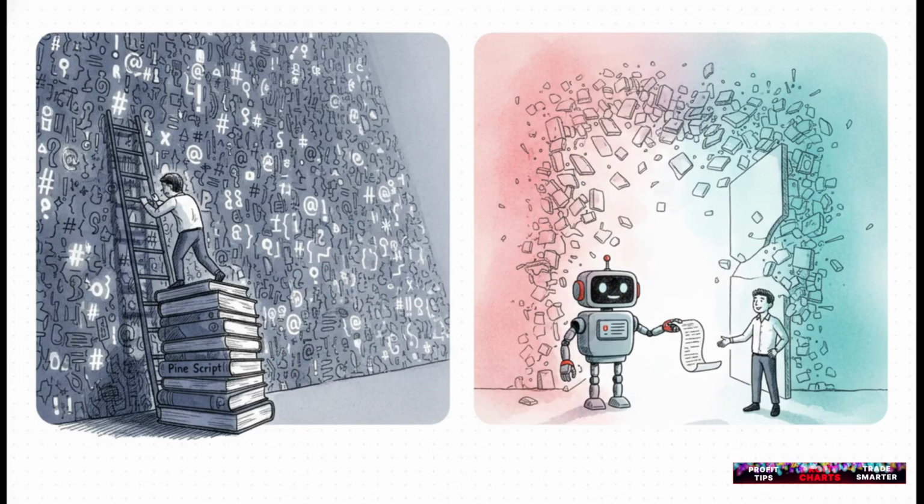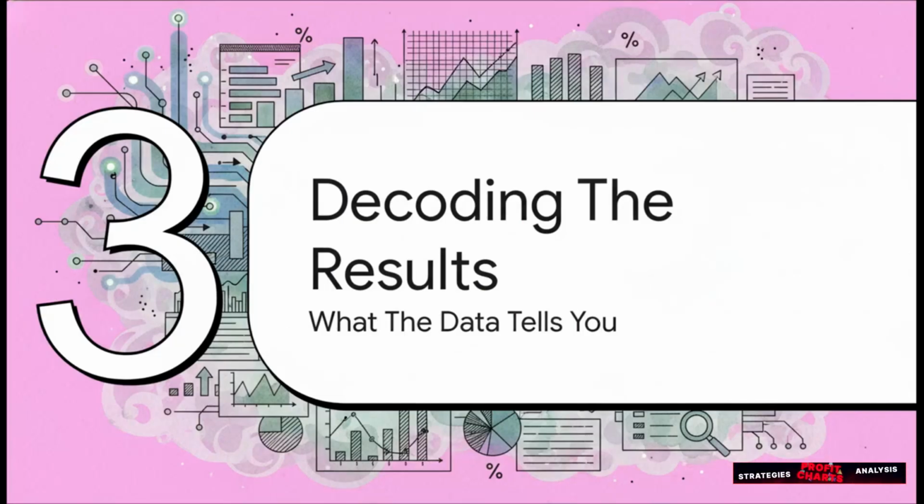Now, this slide is so important because it shows the single biggest barrier that has just been completely obliterated. Step 3 used to be this massive wall. You had to learn a complex programming language called PineScript. It stopped like 99% of traders. Today, you can just ask an AI assistant in plain English and it spits out the code for you in seconds. I mean, the democratization of this is an absolute game changer. All right, so you've run the test.